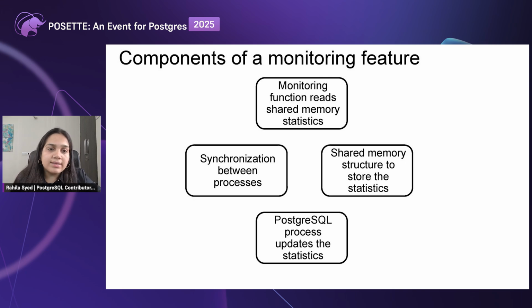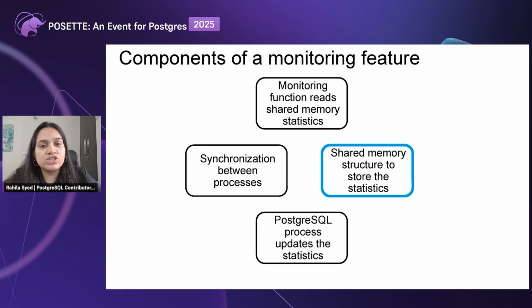So now let's look at the components of a monitoring feature. The first one would be a monitoring function. This is essentially an SQL function which is backed by a C implementation, usually in Postgres, which is responsible for querying the server for statistics. This can also be turned into a view for more concise output.